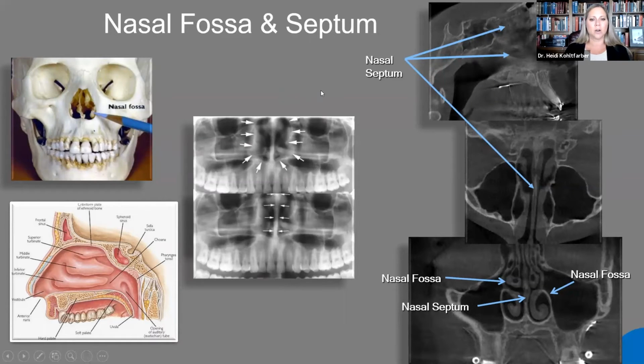All right, so our nasal fossa and septum. I want to make sure we have a nice straight nasal septum. Actually, the majority of people have a deviated nasal septum, and that will decrease the airflow on that particular side. So this is actually kind of an anomaly. It's a straight nasal septum. It looks great. Of course, we can look at our cortical borders of the nasal fossa.